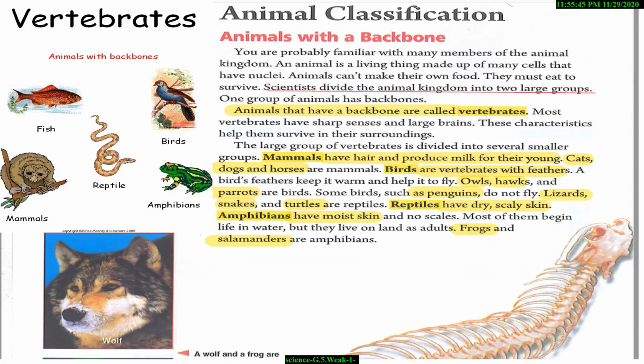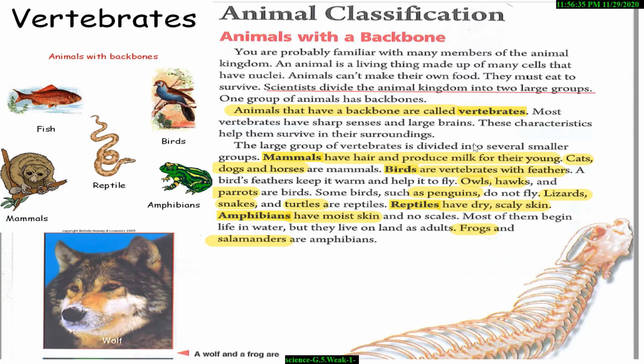Okay, my pupils, another subject, animal classification, page 46. The animal kingdom is divided into two large groups. One group of animals has a backbone, but another group of animals does not have a backbone. Animals that have a backbone are called vertebrates. Most vertebrates have sharp senses and large brains. These characteristics help them survive in their surroundings, and vertebrates are classified into five groups.